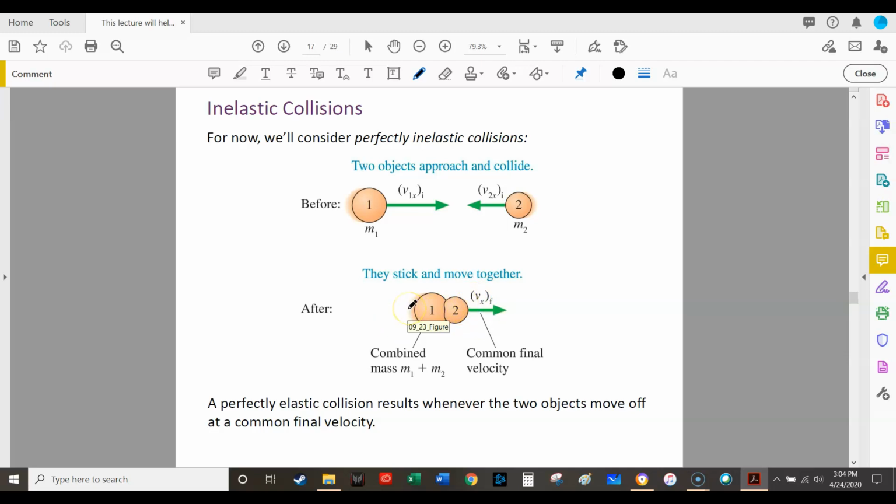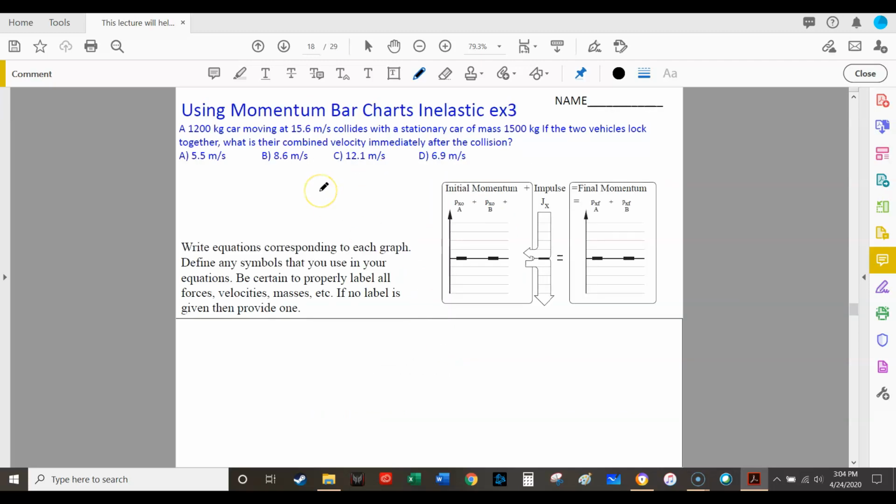So what I like about these problems is rather than having two velocities afterwards, you have just one velocity and the combined mass of both objects. Okay. So let's do a problem kind of similar to the last problem that we did, except in this case the objects are going to stick together. And also what's really cool is this is a multiple choice problem.